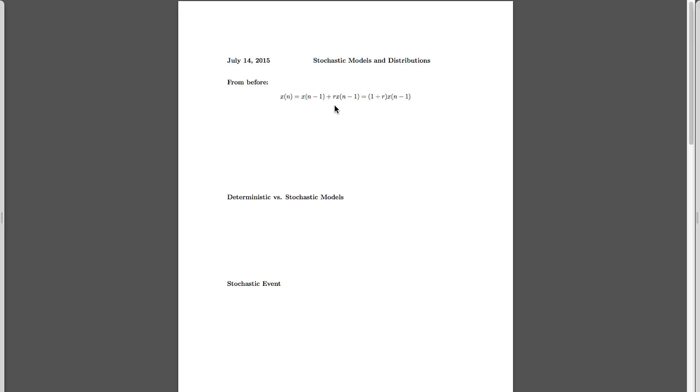So if r was positive, then the quantity is growing, right? You had whatever before plus some new amount. Whereas if r were negative, then you'd actually be subtracting from that previous quantity, so the quantity would be decreasing over time. And so we could write this all in a more condensed form as (1 plus r) times x of n minus 1.